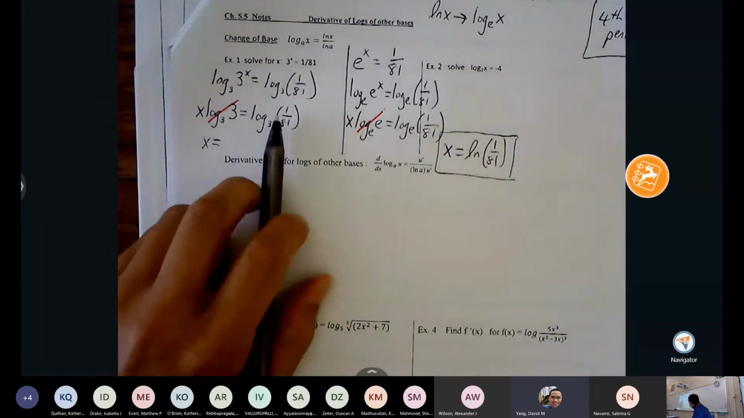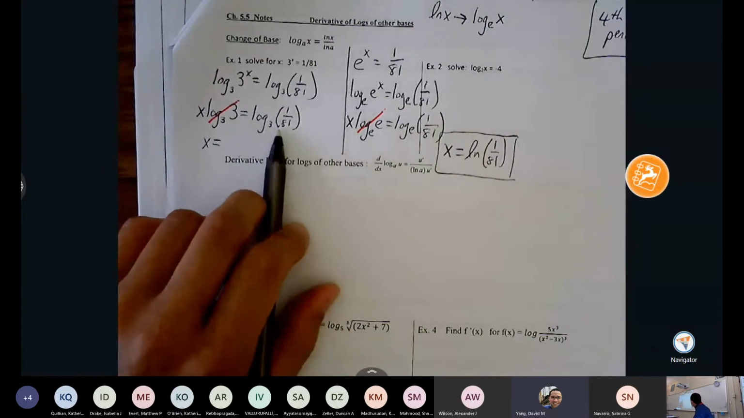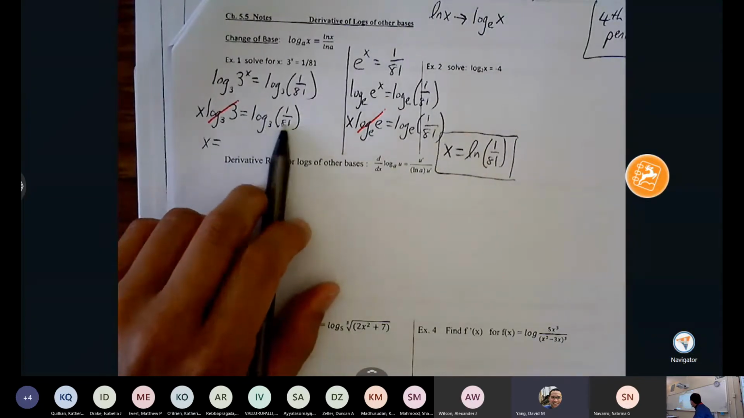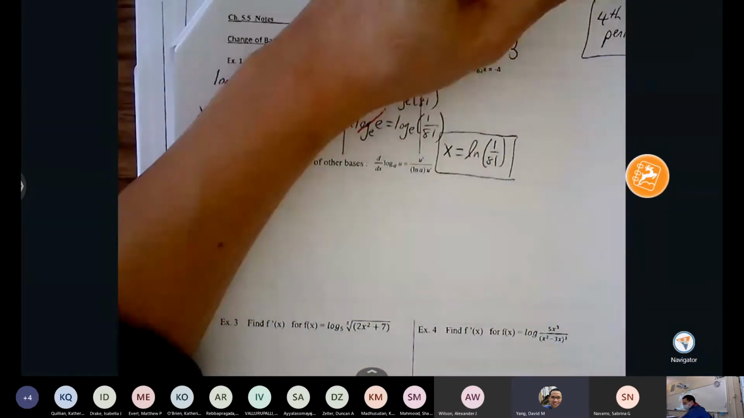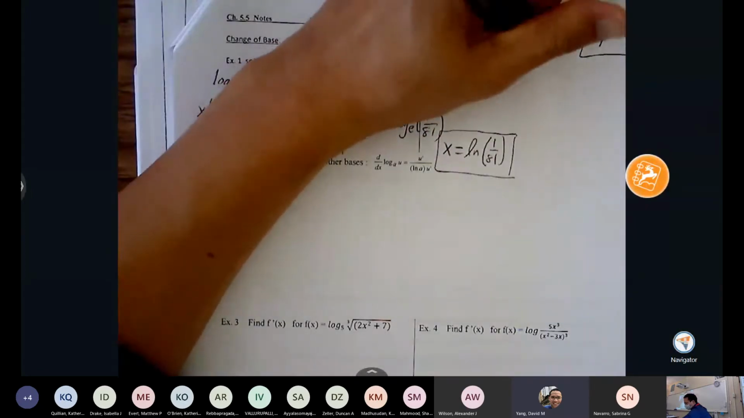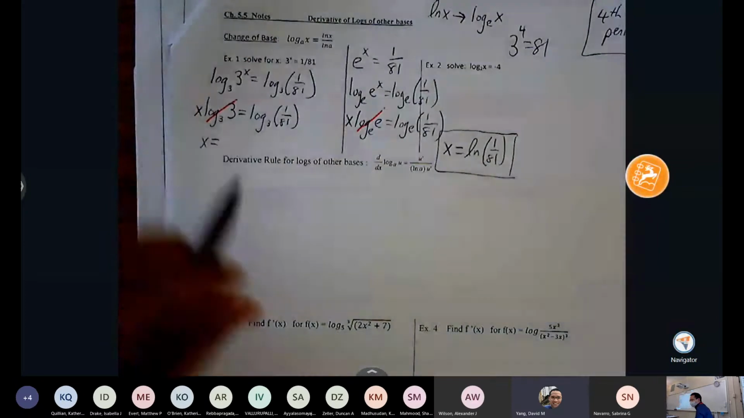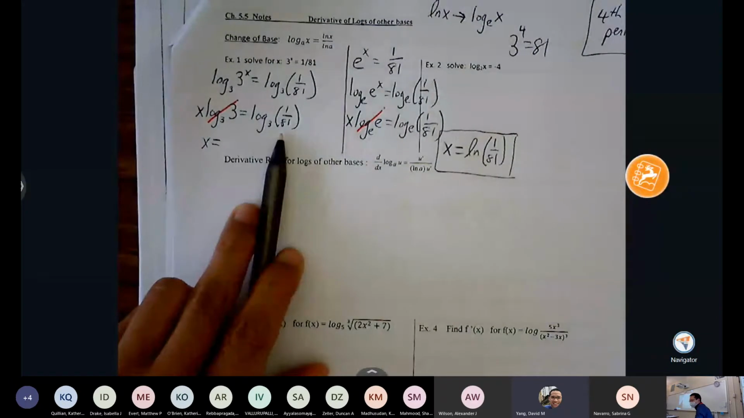Now we can go actually a little further here. Can I represent 81 in terms of 3? Maybe as an exponent. 3 to the 4th, right? 3 to the 3rd is 27. 3 to the 4th is 81. So what if I make this 1 over 3 to the 4th?